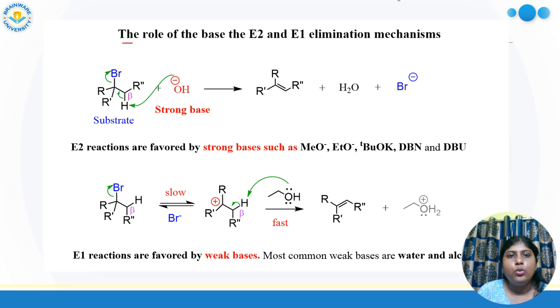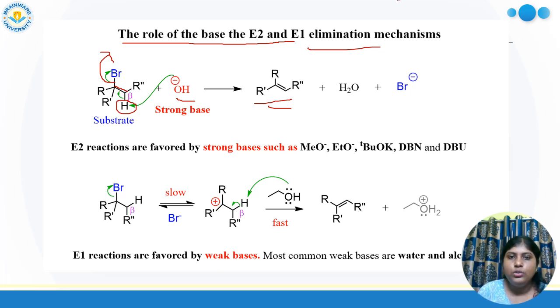Next point is the role of the base in E2 and E1 elimination reactions. Suppose this is our alkyl halide and the base is OH minus. This is a strong base. So this base will abstract this proton, and this C-H bond will break and a C=C double bond will form. The leaving group will be removed from the reacting substrate. So the alkene is formed.